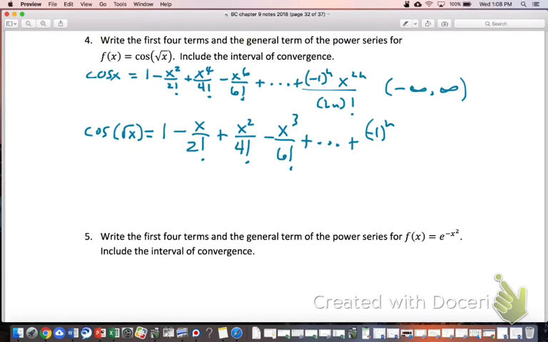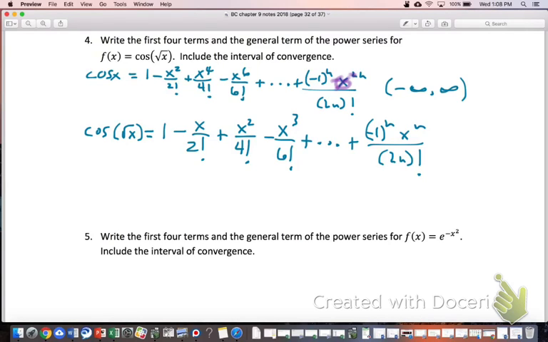When you plug in a root x right here, wouldn't the square root essentially cancel with the 2? Again, the square of a square root is just the input. So it would be x to the n all over 2n factorial. So again, this is all substitution. And you really could do the interval of convergence with substitution as well.